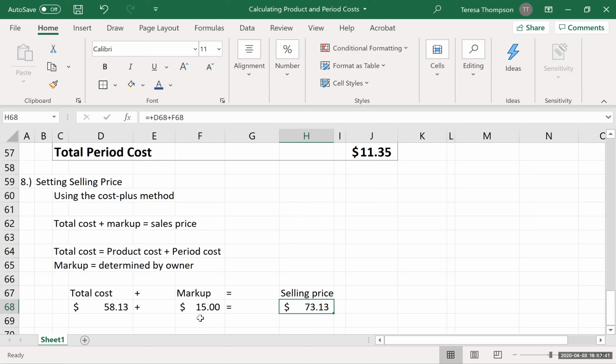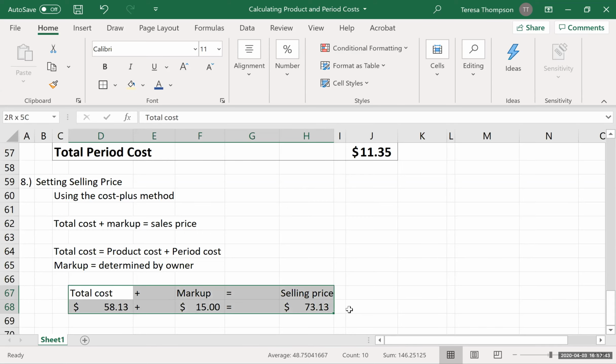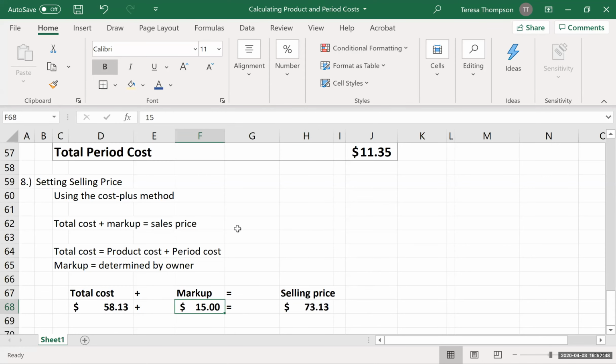So that gives me a selling price of $73. And maybe I want to make it even, so maybe I say I want to make it an even 75. There you go. So my markup is $16.87. Right, so you can do that too. So we're all done. We figured out our selling price.